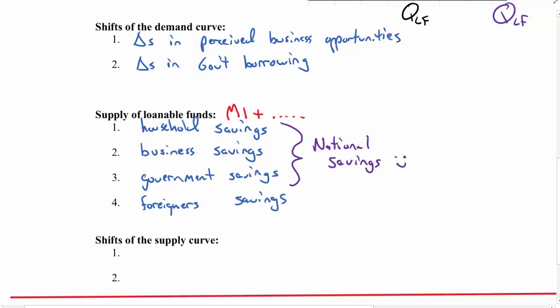And I do want to make a note of this. M2 and this supply here equals M1. And so what's going to be important here is if the supply of M1 would go up, the supply of M2 and loanable funds will go up. And we'll get to that in 1 second.